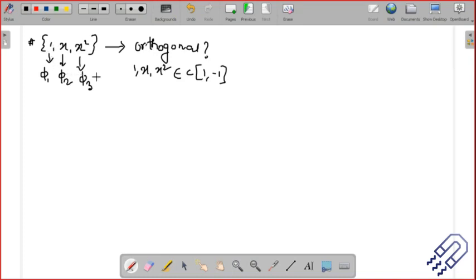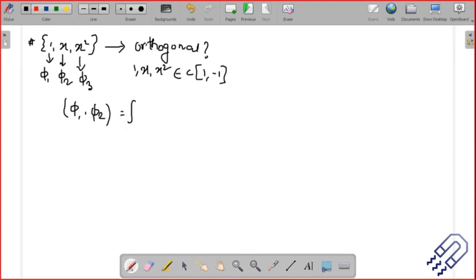What we do is we actually take the inner product and we check for each of them. We take phi 1, phi 2, phi 2, phi 3, phi 1, phi 3. If all of them are giving you the value 0 with the inner product, then we can say that they are orthonormal. So let's take up phi 1 and phi 2, and we just do it mathematically.